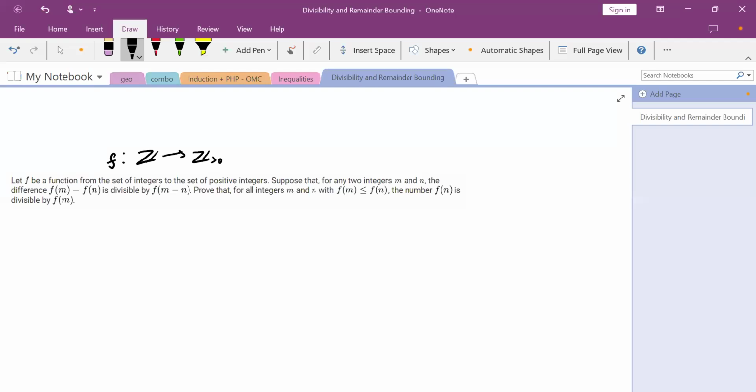Divisible means f(m) by f(n), f(m) minus f(n) divided by m minus n is an integer, or m minus n divides f(m) minus f(n). This divides this.